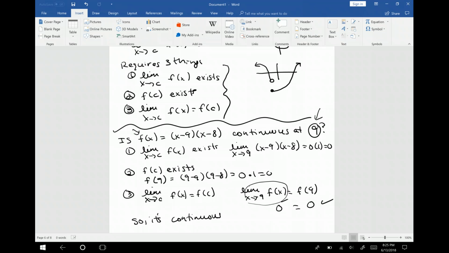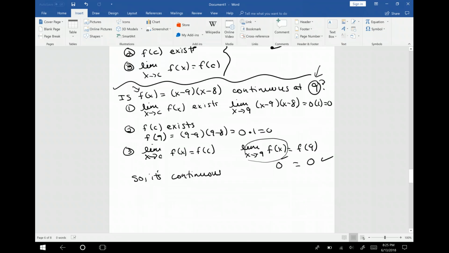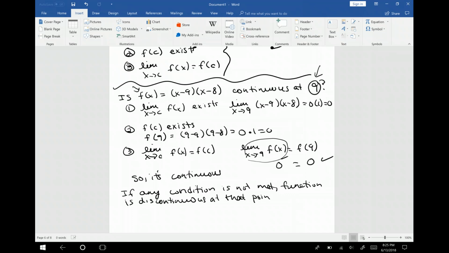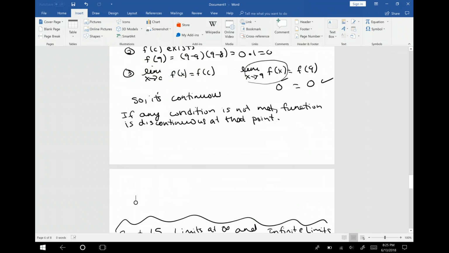So if any one of these conditions is not met, or any test is not met, the function is discontinuous at that point, at whatever point we're talking about. So if it's not continuous, it's discontinuous.